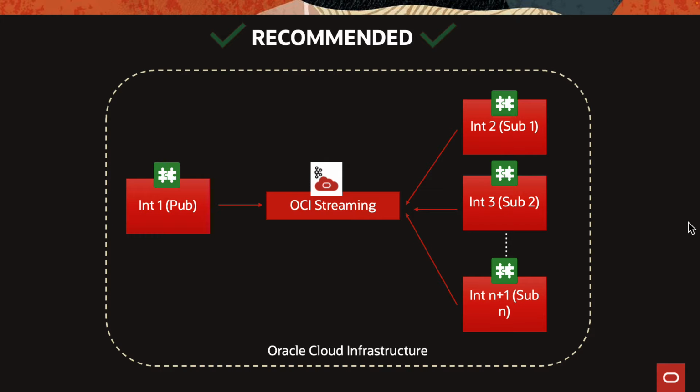And now the recommended approach is to use the OCI streaming service. So within OCI, within Oracle Cloud Infrastructure, there is an OCI streaming service. And the integration would then publish a message to that streaming service. And then the subscribers can then go and check the stream and pull out the message and do their task.